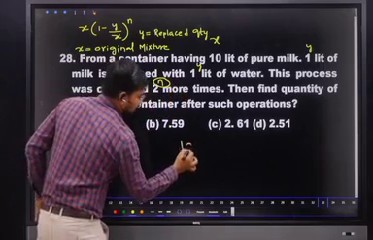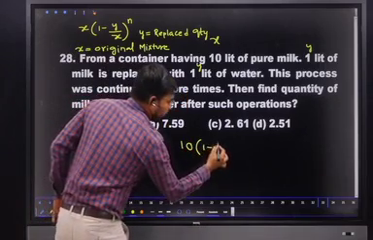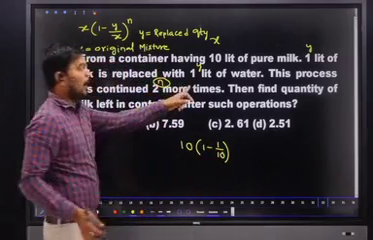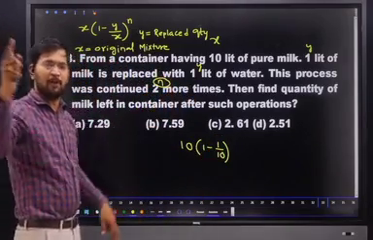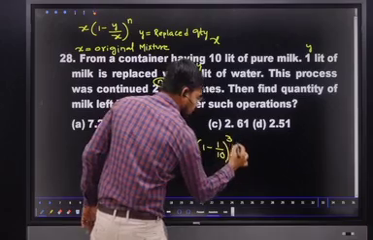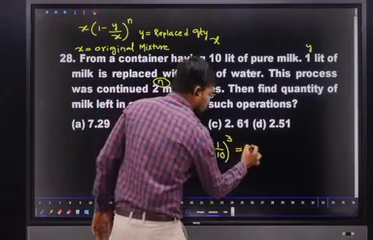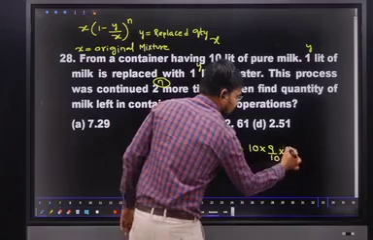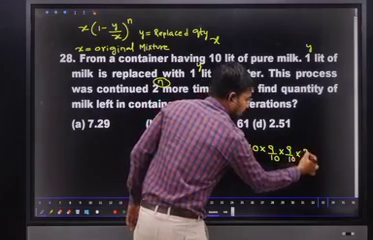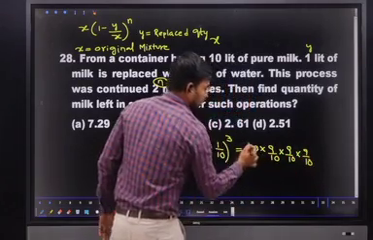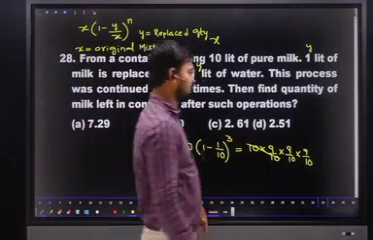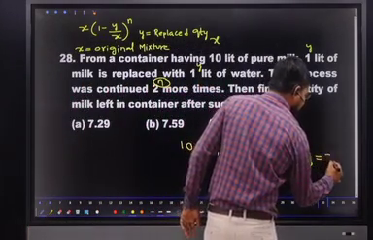10 liters. So 10 into (1 minus 1 by 10), that is y by x, whole power n. 2 more operations, 2 more times. Total how many operations? 3. Therefore 10 into (1 minus 1 by 10) is nothing but 9 by 10. Like that, 9 by 10 three times: 9 by 10, 9 by 10, 9 by 10. So the 10s get cancelled. 9 cube is 729. 729 by 100 is 7.29.